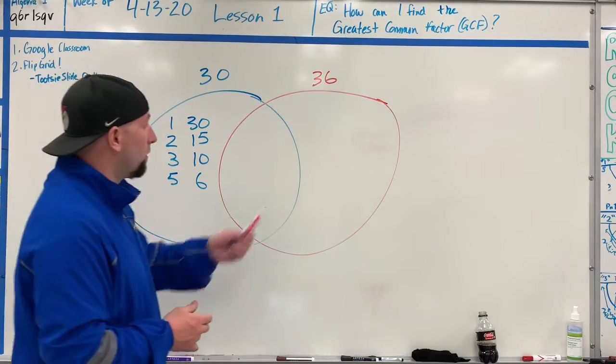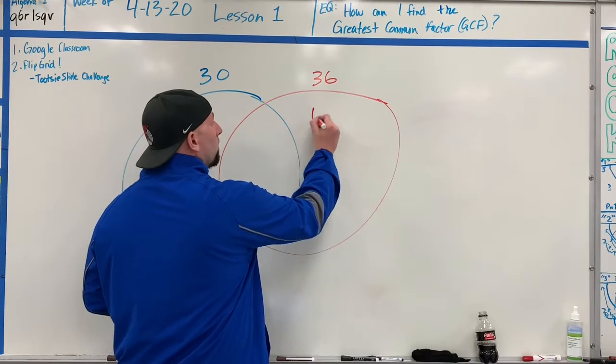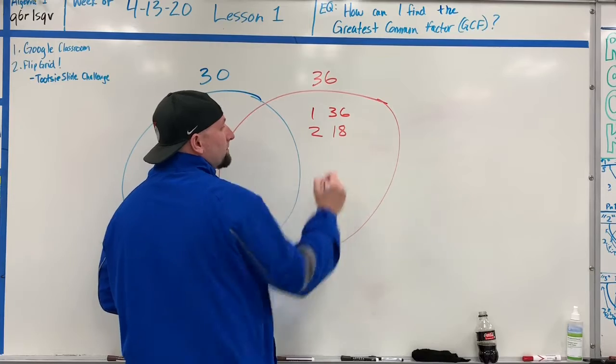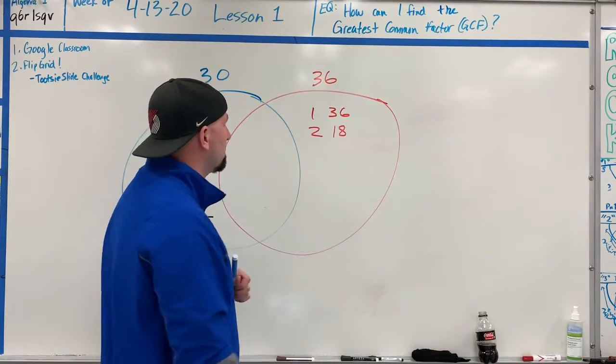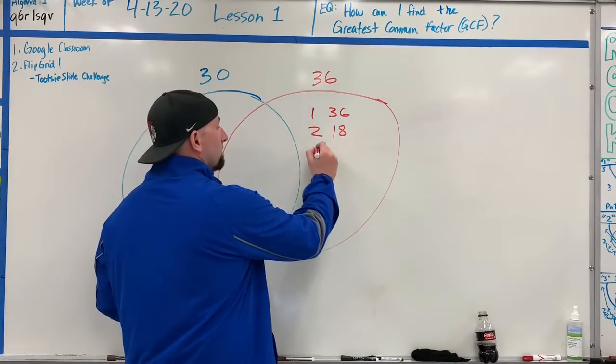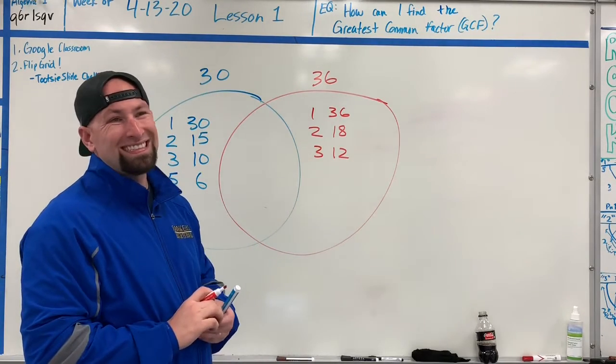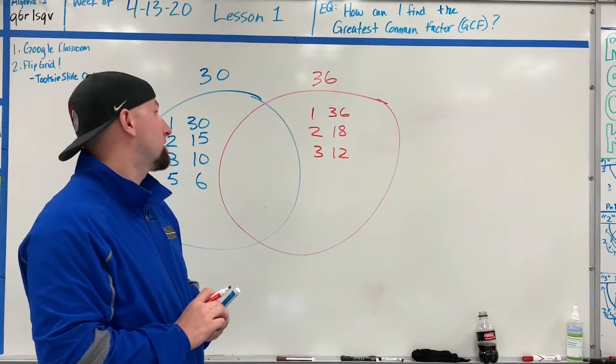Okay, so we go over here and we go 1 times 36, 2 times 18 equals 36, 3 times 12, okay, 4 times 9.